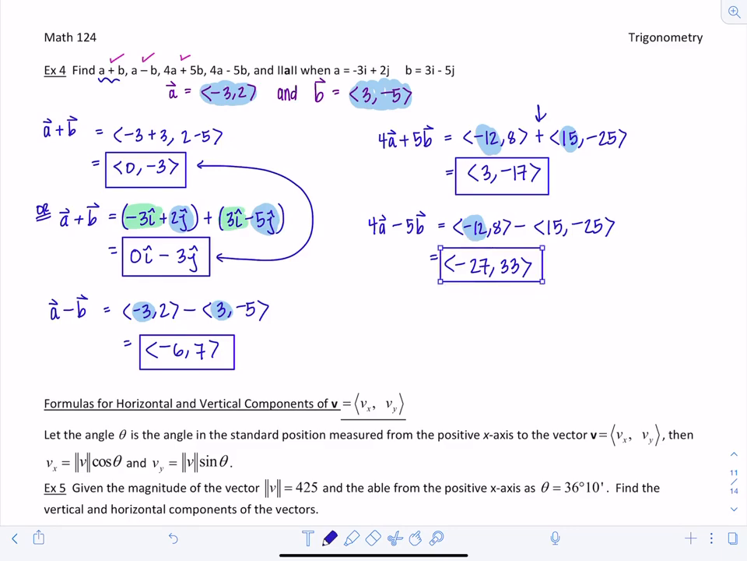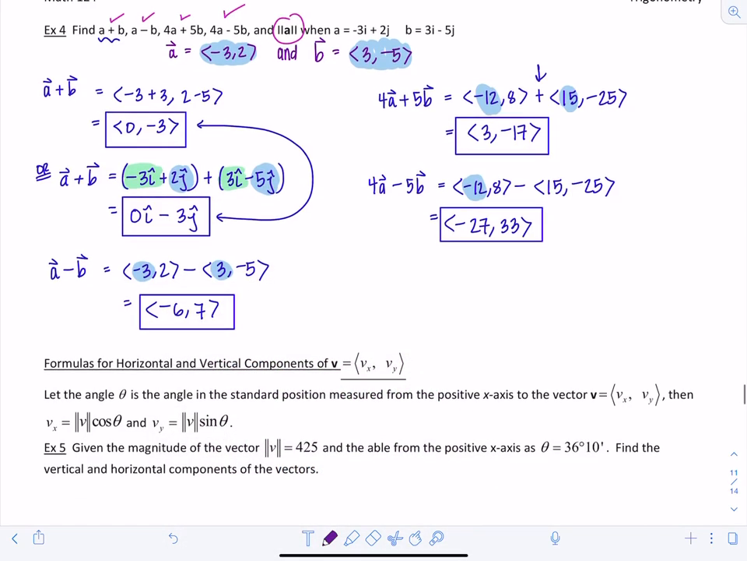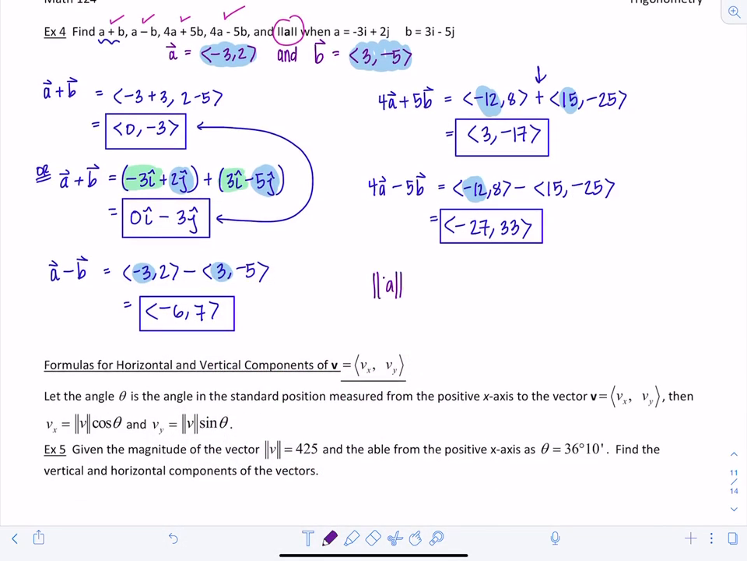All right, looks good. Only thing left, I mean, we got to make these people happy. Only thing left is magnitude of A. Okay. So magnitude of A, remember A has components negative 3, 2. So it's going to be the square root of negative 3 squared plus 2 squared. So it's going to be the square root of 9 plus 4. So rad 13. Okay, good.